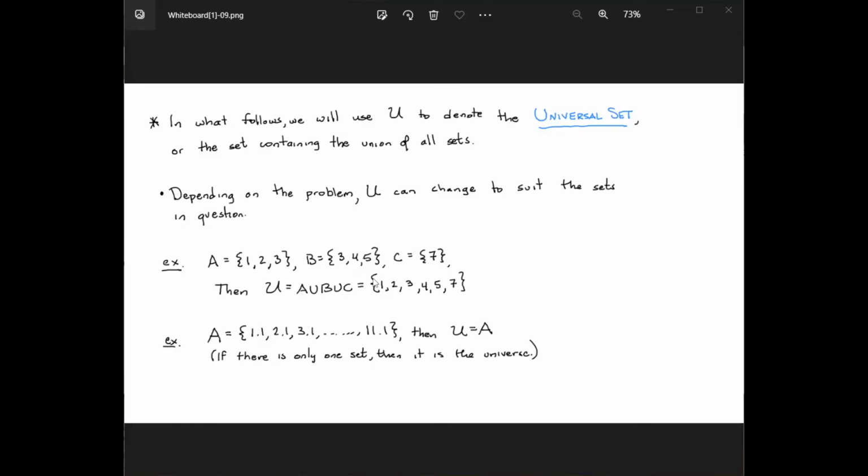So the universe of this set is 1, 2, 3, 4, 5, 7. In this next question, I have A, interesting set I chose, 1.1, 2.1, all the way to 11.1. Okay, it's only one set. If there is only one set in your problem, then the universe is that set.